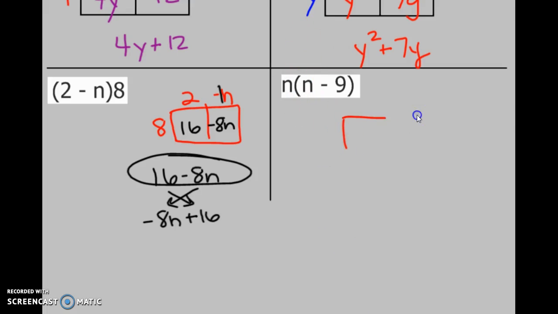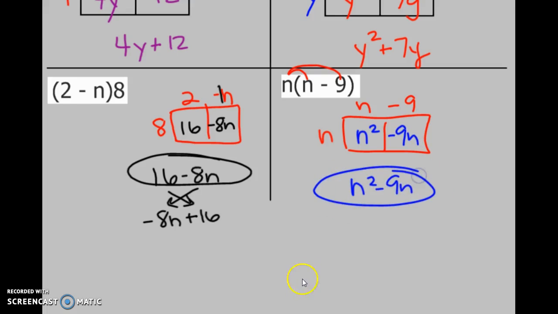This one, if you want to draw your box, go for it. If you want to multiply like this, that's fine. We have n out front, and then n minus 9 on the top. N times n, just like up here with the y's, n times n is n to the power of 2, or squared. N times negative 9 is just negative 9n. There we go.